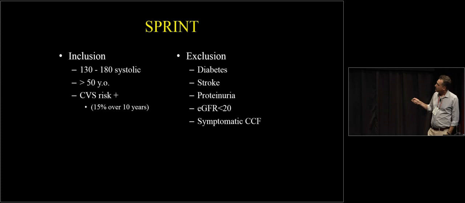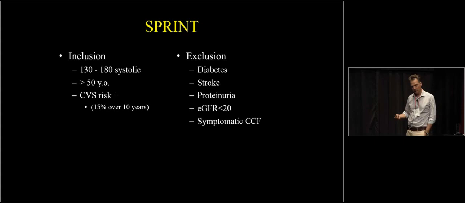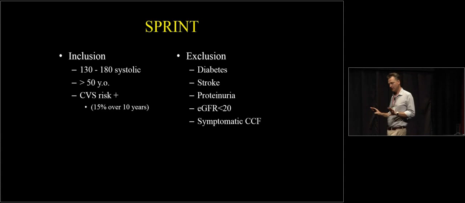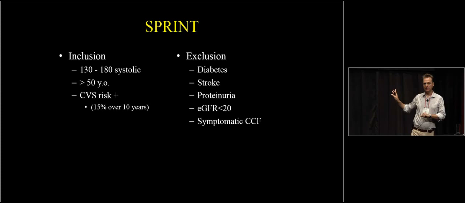Similarly, they only included patients over 50. So again, some of the results can't be extrapolated to young people's blood pressure. What we can say is that they included patients at high cardiovascular risk. They had to have a minimum 10-year risk of 15% on the Framingham data. So these were really high-risk people, as we'll see. They excluded, however, diabetes, stroke, proteinuria, kidney disease, and heart failure. So that's a lot of our patients. And so again, how can we extrapolate some of the findings from this study to those type of patients? So we have to bear that in mind.